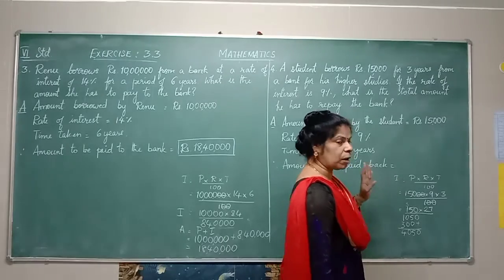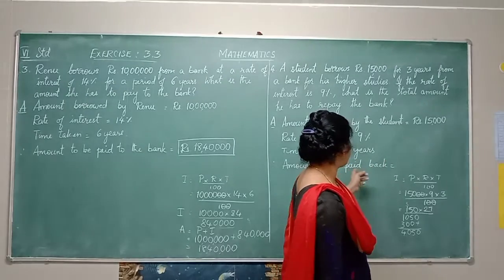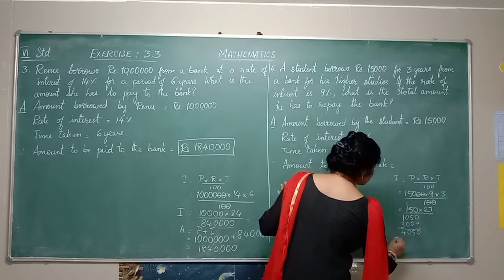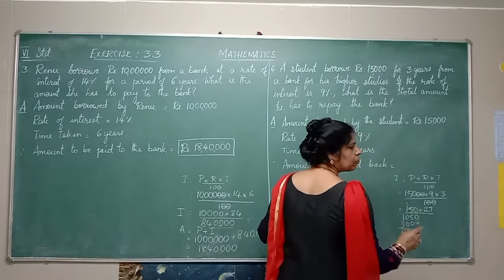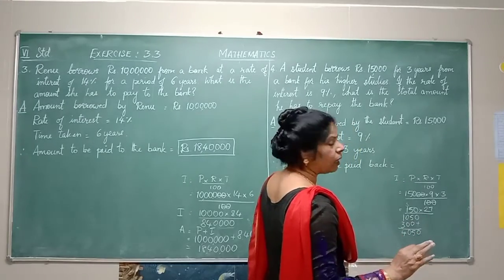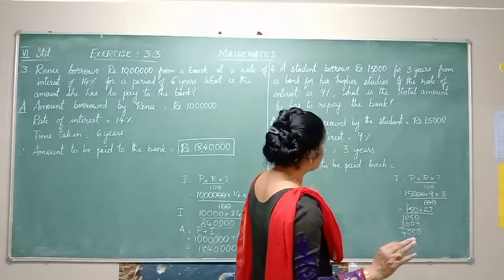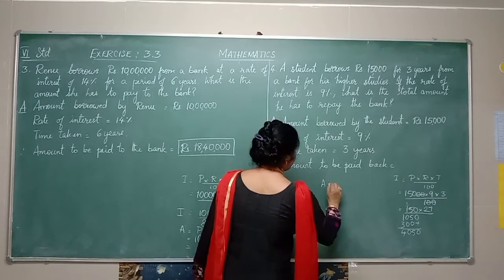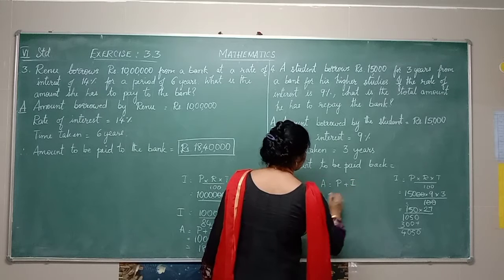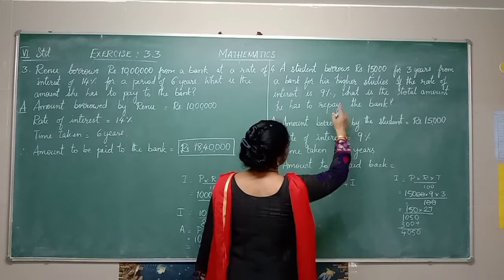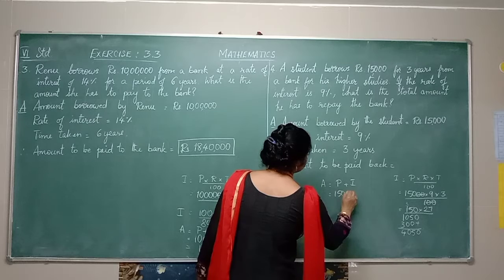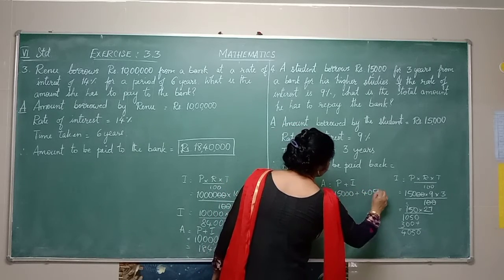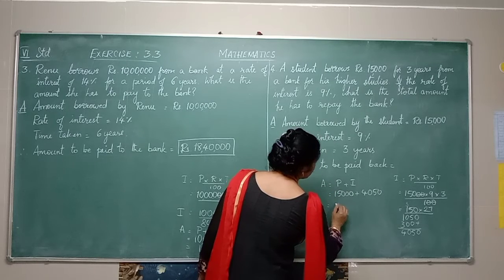So what is the total amount to be paid? Here also it is the same question, the amount to be paid to the bank. So here what we have to do? Amount is equal to P plus I. P is principal, I is interest. So the principal is 15,000. See, amount A is equal to P plus I. P is how much he has taken from the bank, that is 15,000. Plus I, which is 4,050. So the total amount comes to 19,050.